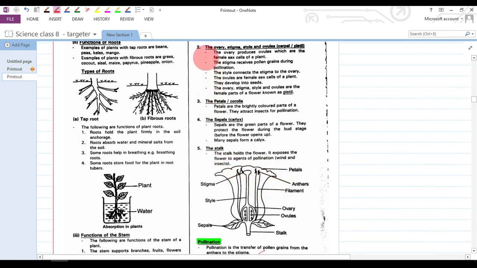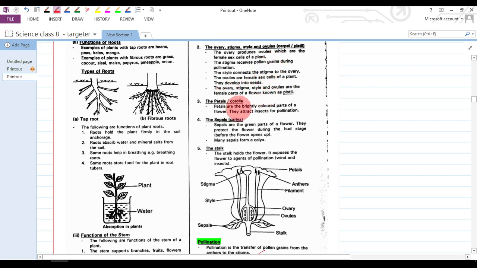Now, we have the second category of parts of the flower. We have the ovary, the stigma, style, and ovules. Another name for these is the carpel or the pistil, and we look at their functions. The ovary produces ovules, which are the female sex cells of a plant. The stigma receives pollen grains during pollination. And also, the style connects the stigma to the ovary. The ovules are the female sex cells of a plant, and they develop into seeds. The ovary, stigma, style, and ovules, all of these are called the pistil.